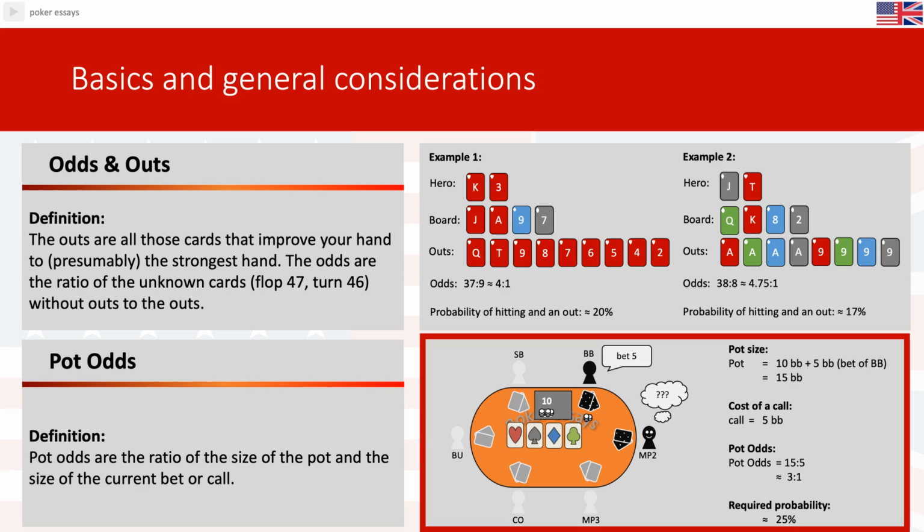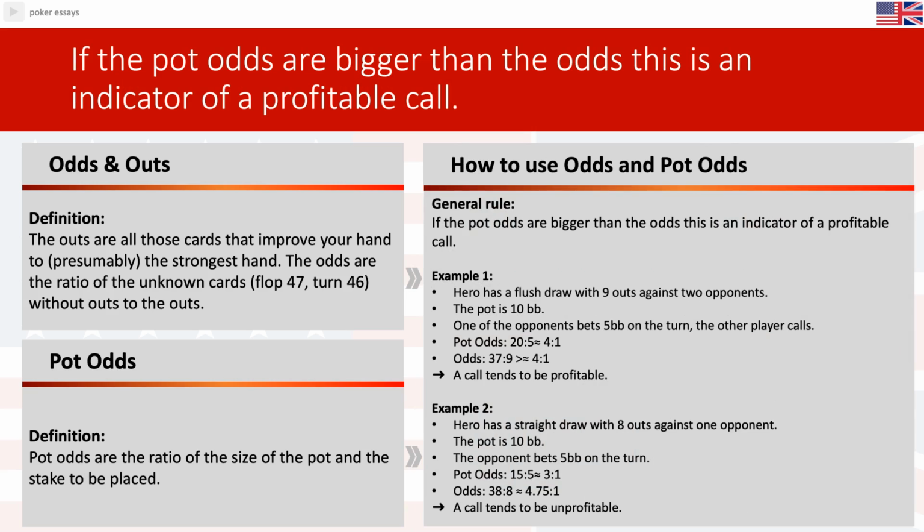To see the next card, MP2 would have to call at least 5 BB, resulting in pot odds of 15 to 5 or 3 to 1 after division by 5. From the pot odds of 3 to 1 it can be deduced that MP2 has to win on average at least once in 4 cases, so MP2 needs a 25% shot. You might have noticed that odds and outs indicate a chance, while pot odds indicate how much of a chance there must be for a given pot size and bet size.